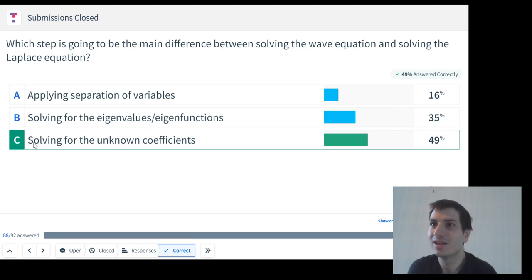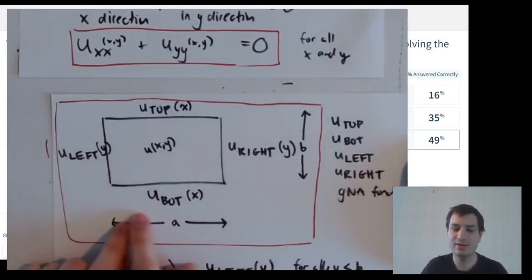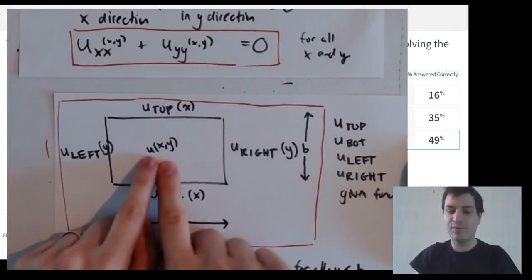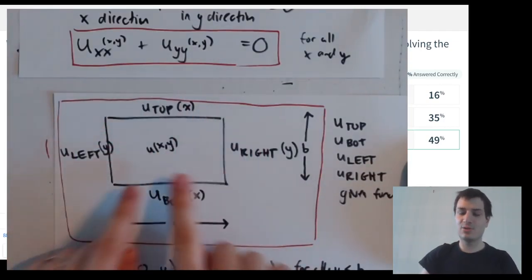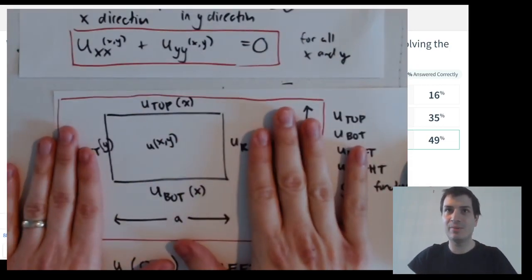Question in the chat: is the rectangle similar to the side view or the top view? That is a great question. I would say it's the top view. So what I'm looking at here, I'm looking at it from the top. The function u tells you how high it is. If u is a big number, that means the soap is very high. If u is zero, it means it's on the paper.